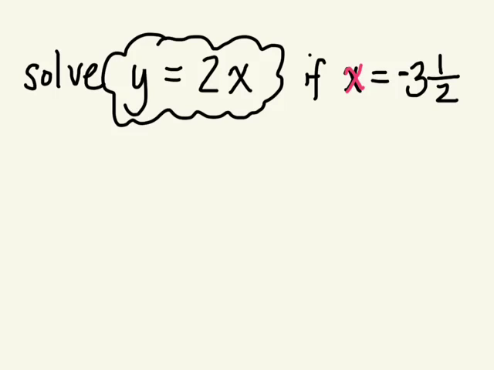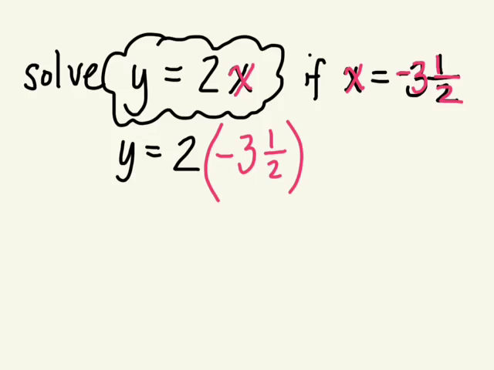We know that x is negative 3.5, so we're going to replace x in the equation with the value of it. We're given a value, right? A variable represents a number. Okay, so we know that y is equal to 2 times negative 3.5. So I'm going to show you how to multiply fractions.